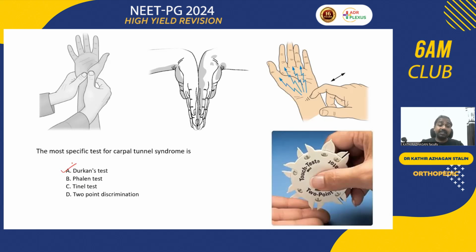They have asked a question where, instead of using the words carpal tunnel syndrome, they said the person is having pins and needles sensation and numbness in the lateral two-thirds of the hand. Match the diagnosis with the test, and then they have given the option carpal tunnel, Durkan's test.